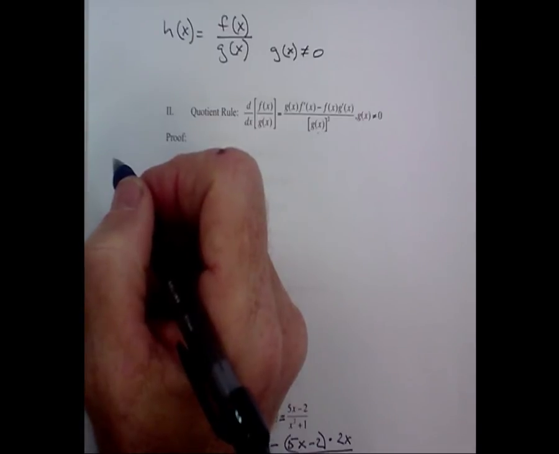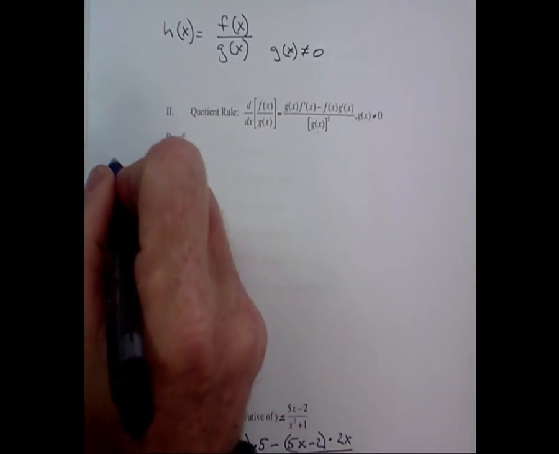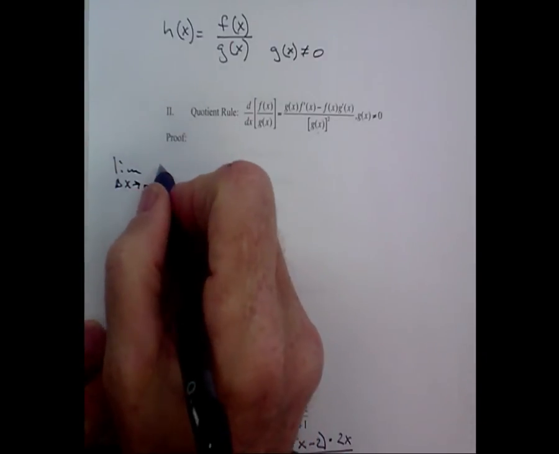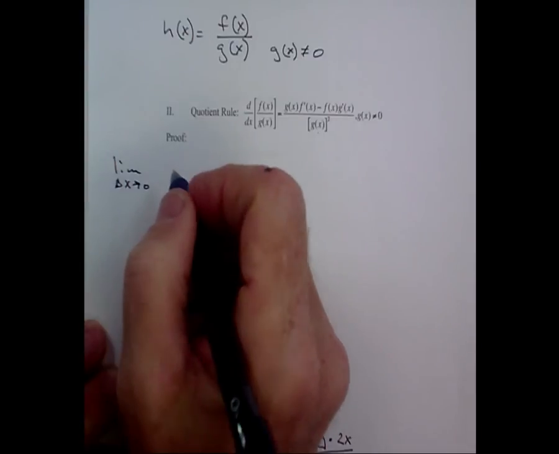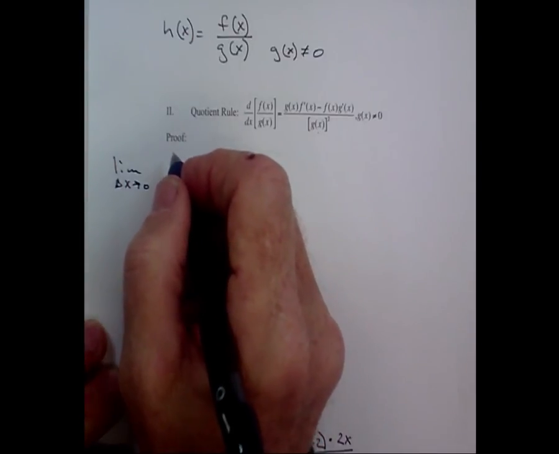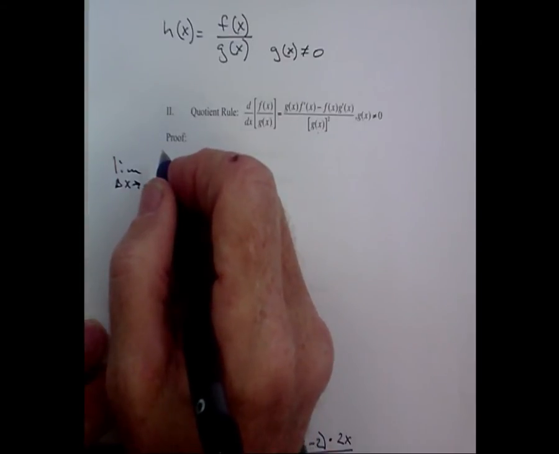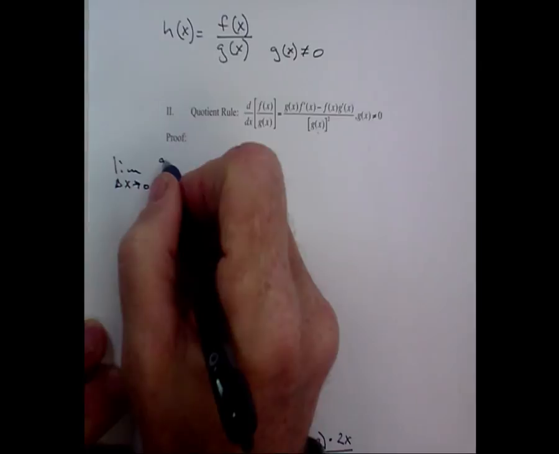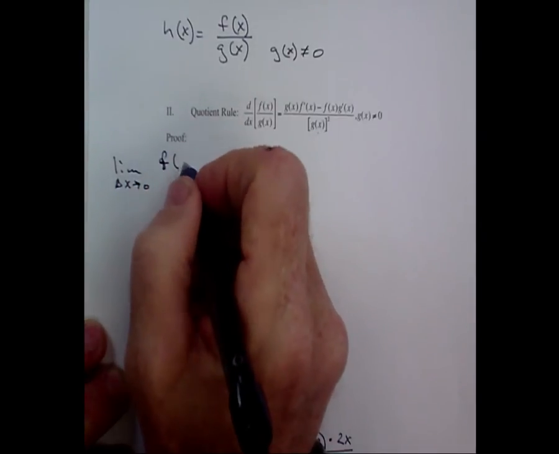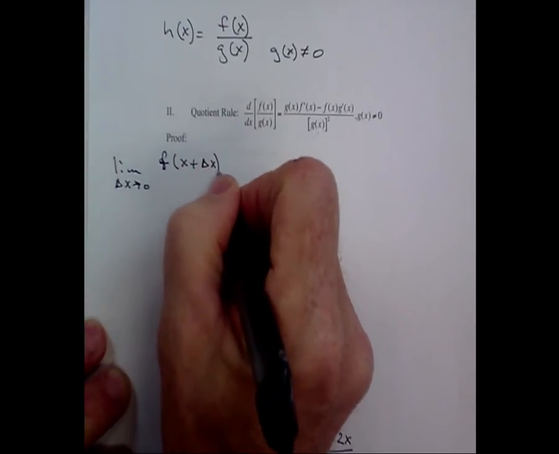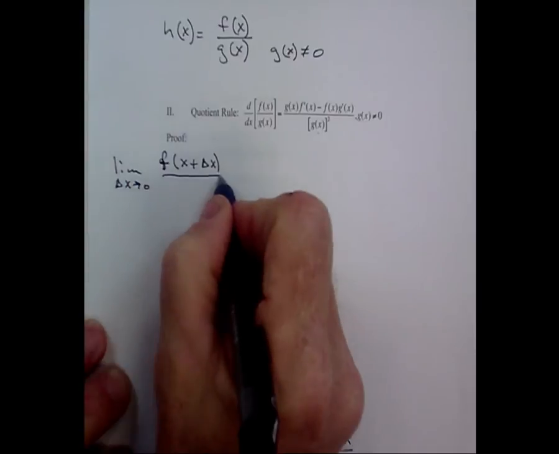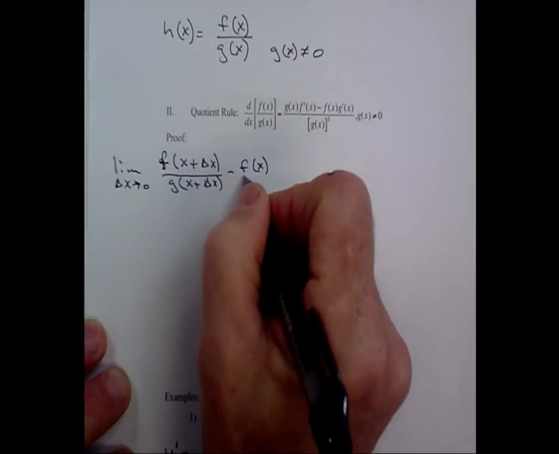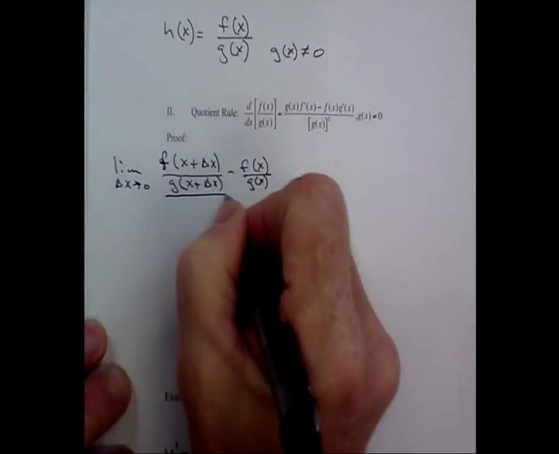And so what I'm going to put in here are opposites, so it's like adding 0. So I got the limit. I'm going to use delta x this time, just to mess with you. And so what I have here is the limit of f of x plus delta x over g of x plus delta x minus f of x over g of x, all of that over delta x.